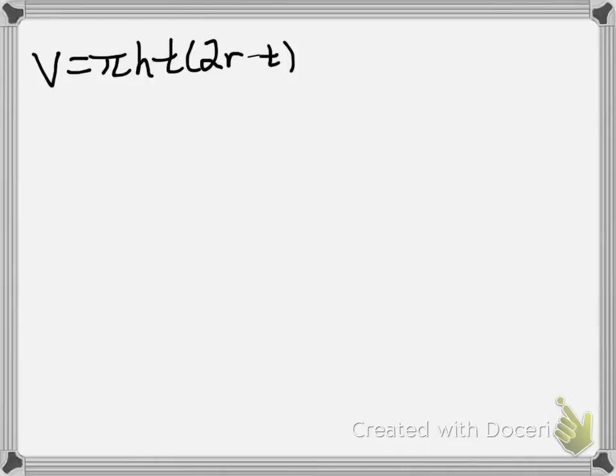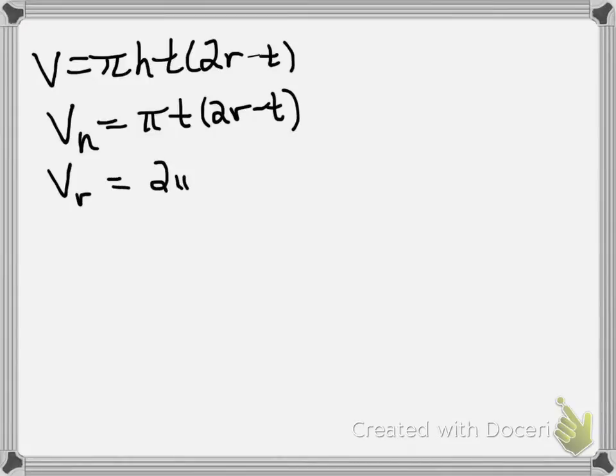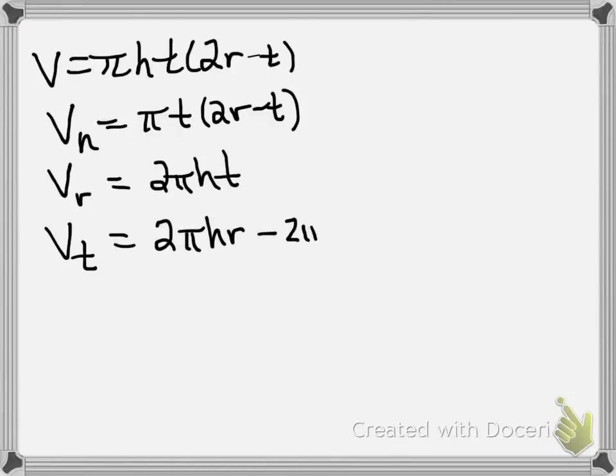As the handout said, we can do the same idea for linear approximation here as we do for two variable functions. We just do it for each of the three variables, which means we're going to need the three partial derivatives. So the partial derivative with respect to h, pretty simple, is pi times t times (2r minus t). And then we'll do the partial derivative with respect to r, which is just 2 pi h t. Partial with respect to t is a little more work: 2 pi h r minus 2 pi h t, which then is 2 pi h times (r minus t).